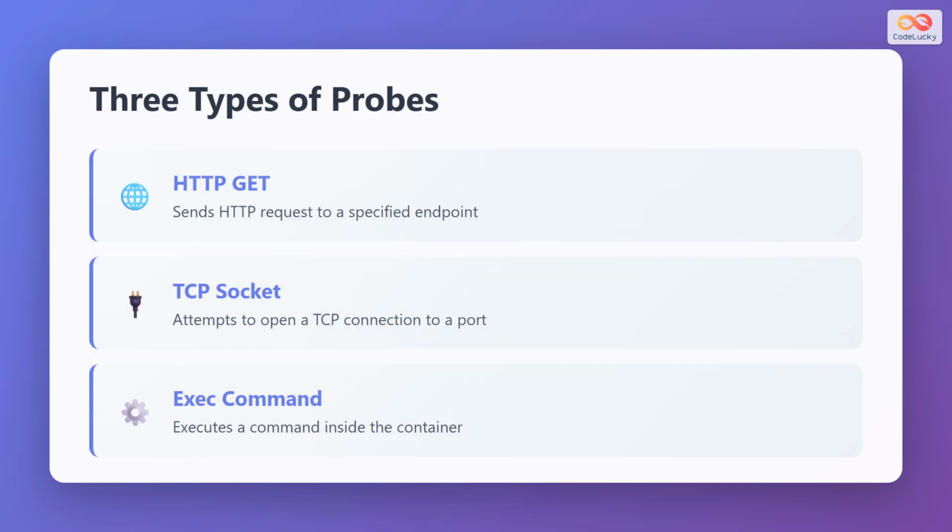Kubernetes provides 3 different types of liveness probes to suit various application needs. The first is the HTTP GET probe, which sends an HTTP request to a specified endpoint in your container. The second is the TCP Socket probe, which attempts to open a TCP connection to a specific port. And the third is the Exec Command probe, which executes a command inside the container and checks its exit status. Each probe type serves different use cases, allowing you to choose the best health check mechanism for your specific application architecture.